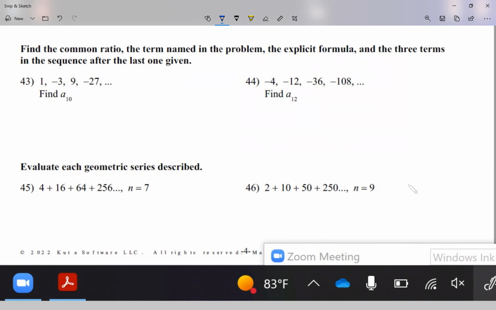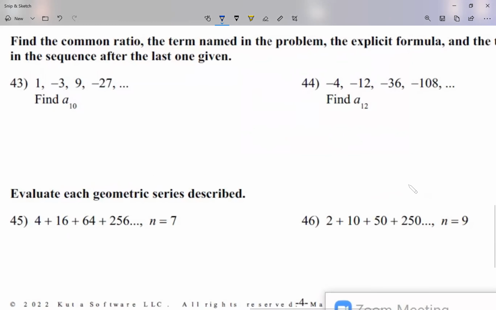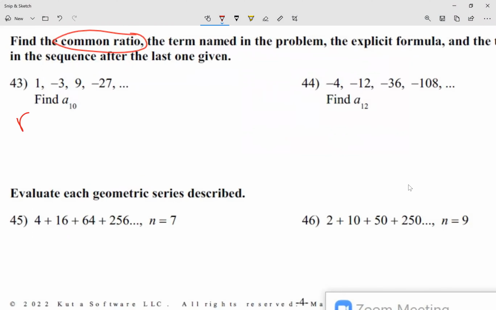Now, the first thing I'm going to ask you guys is find the common ratio. So let me use red for the common ratio. The way I'm going to find the common ratio, given the list, is I'm going to choose a number of the list divided by the previous number. So for example, I could go negative 27 divided by 9. This gives me a negative 3. My common ratio is a negative 3.